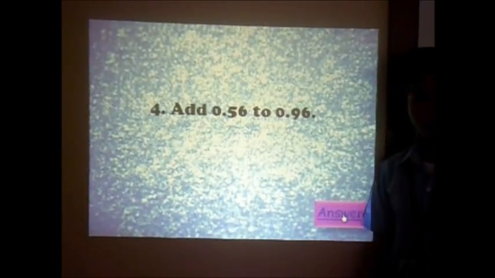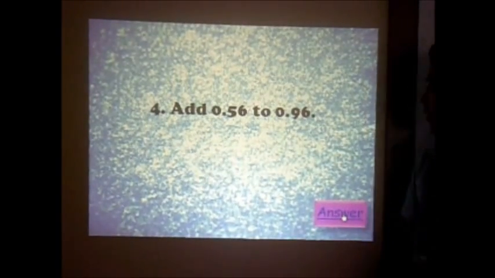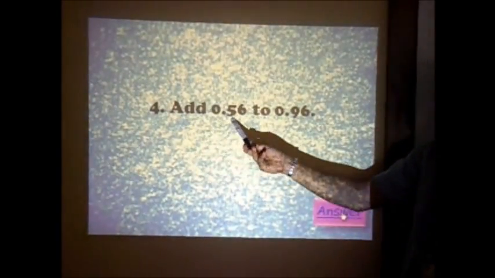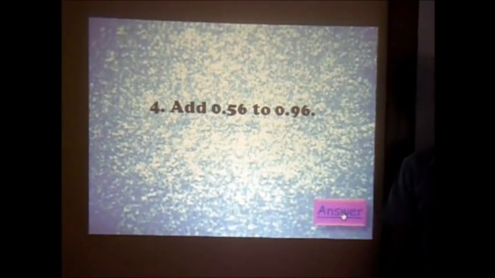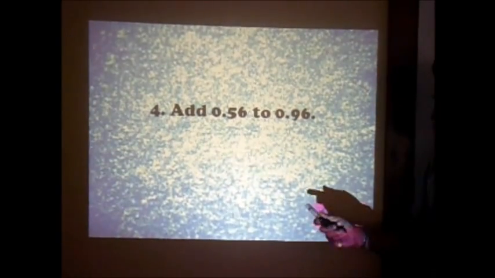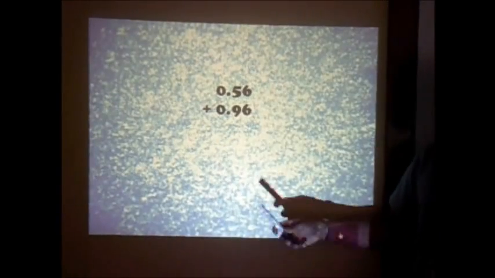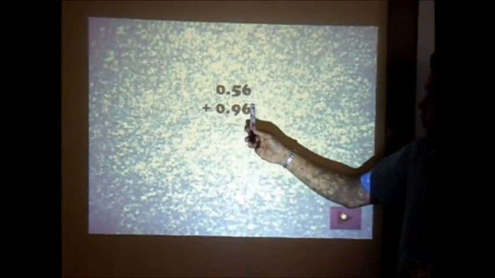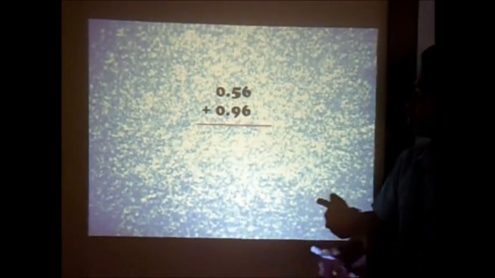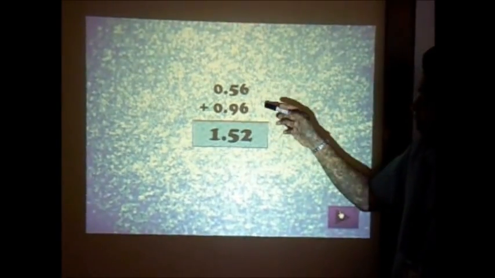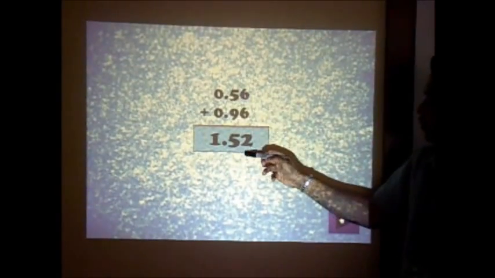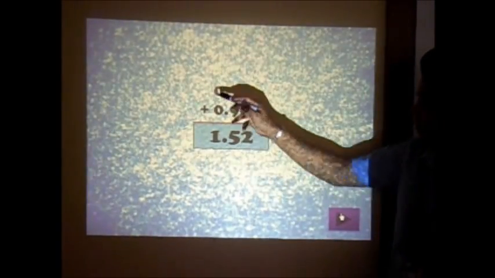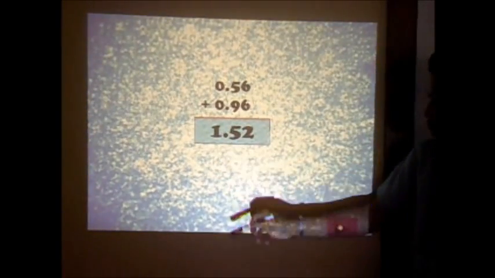The next question is adding decimals. We have to add 0.56 to 0.96. So this is the solution and the answer. We simply align the decimal points and proceed to the addition process. We have 6 plus 6 is 12, then 5 plus 9 plus 1 is 15, then 1. So we get 1.52.